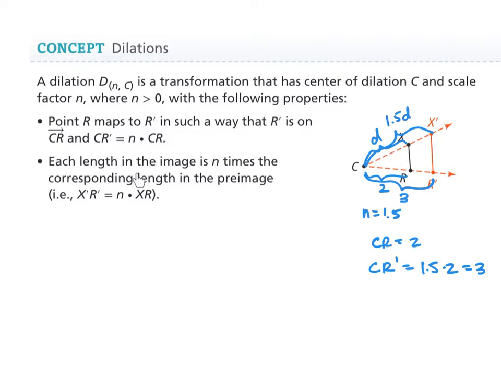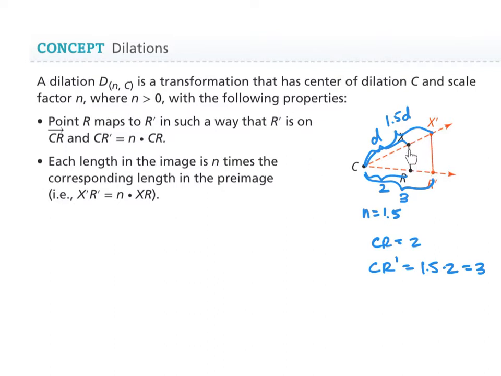Each length in the image, remember, the wording that we use is we start with our pre-image, segment XR, and our image is what we get after we do the transformation, so that would be like X prime R prime. Any length in the pre-image is going to get multiplied by n in the image.